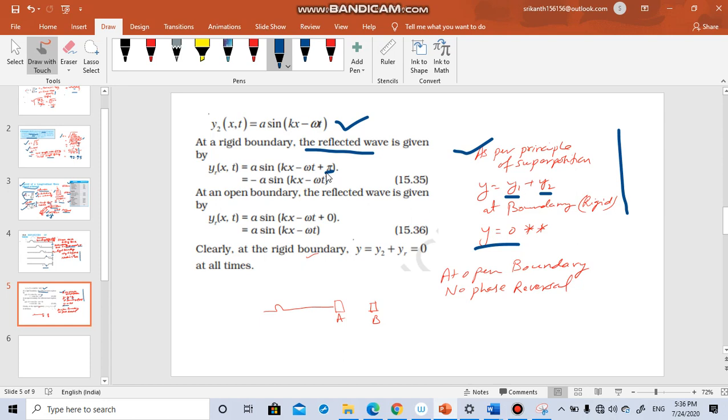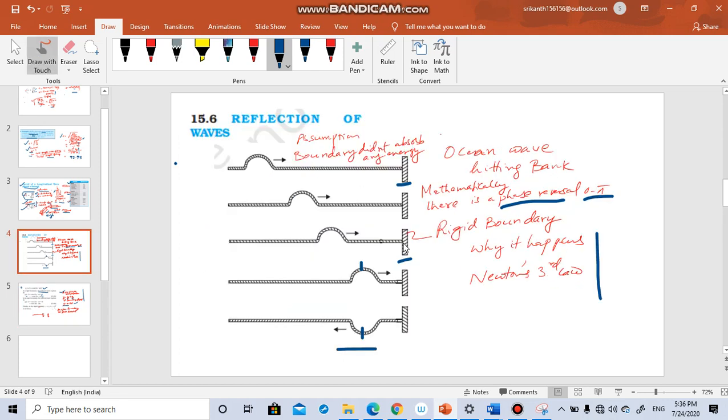So 180 plus theta, it is in which quadrant? It is in the third quadrant. In the third quadrant sine is negative. So it is minus sine of (kx minus omega t). This is a plus value and this is the minus. When you add plus and minus, you are going to get y equal to 0. So we have applied the principle of superposition here, at the location of the boundary. Similarly, you can apply it at any point.